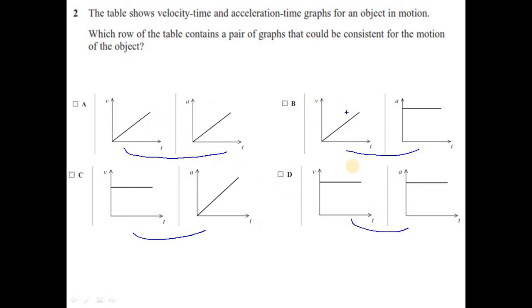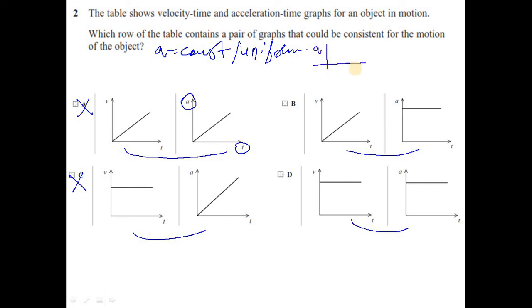If you see all the given options, you can immediately ignore option A and option B. Why is that? Because of the acceleration-time graph. Remember, in your specification, I mean in AS level, we deal with acceleration with a constant magnitude. That means it is uniform. So we deal with motion with uniform acceleration. So no matter what, your acceleration-time graph should be a horizontal line parallel to the time axis.